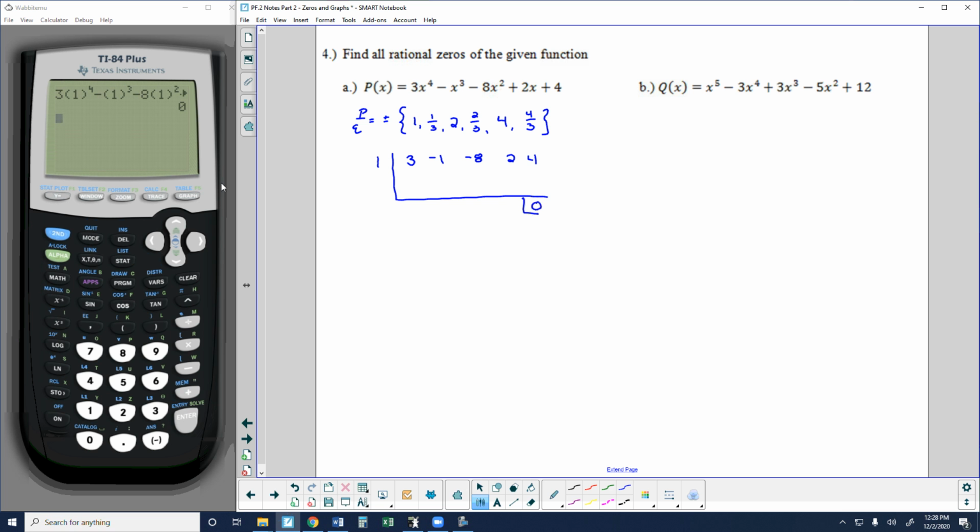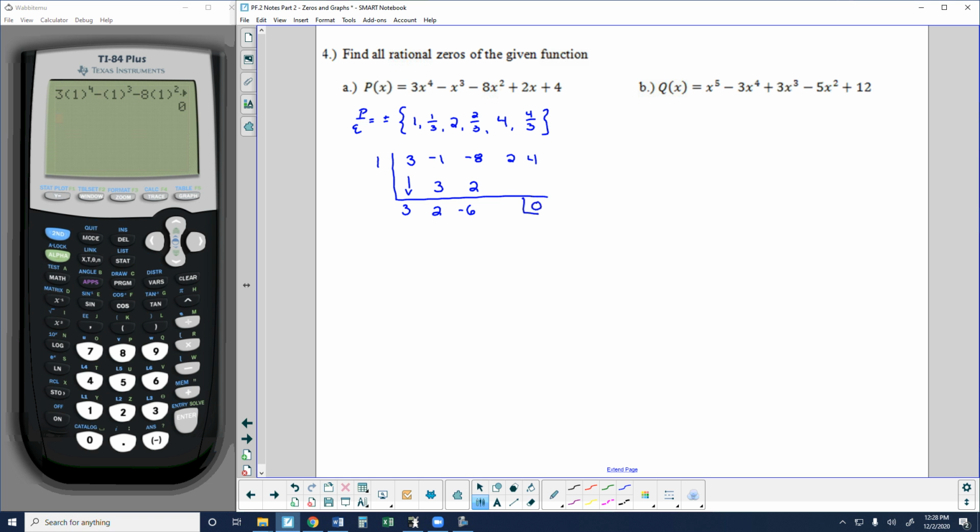So I'm going to complete the process of synthetic division. Add down the column. There's nothing to add to 3, so I'm just going to drop the 3. Take 1 times 3, put that in the next column. So then I have negative 1 plus 3, add down the column, that's 2. Take 1 times 2, put that in the next column. Add down the column, that would give me negative 6.